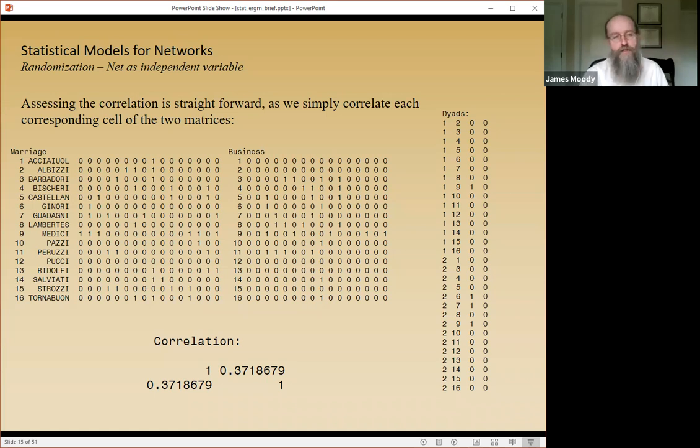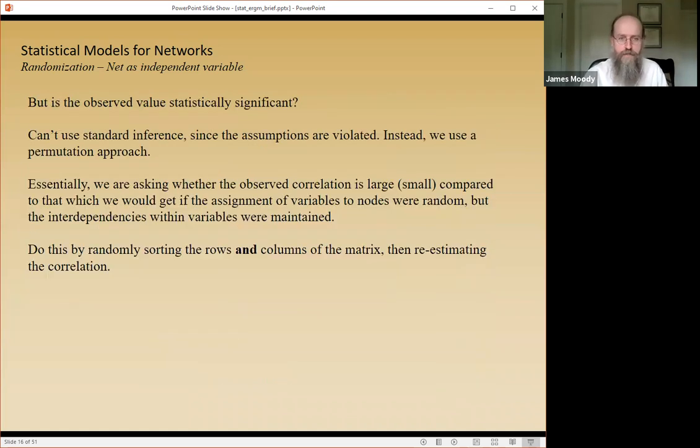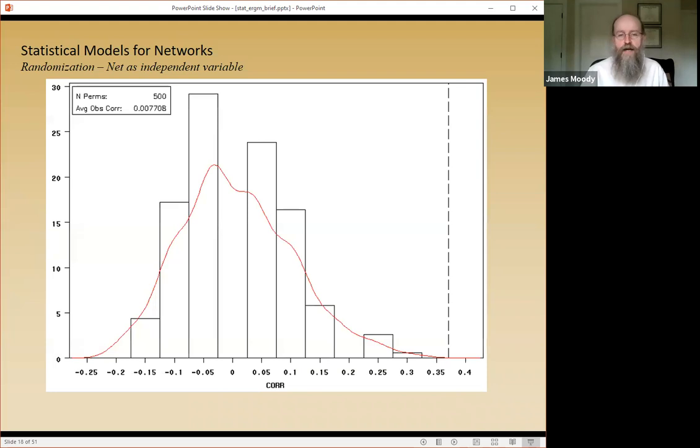And the example I'm showing here is just whether or not we see that people who do business together are also people who are married to each other in 14th century Florence. And it turns out that, in fact, you can do what's called a permutation test, and you can see that 0.37 correlation would almost never show up by chance if you were to do it that way.